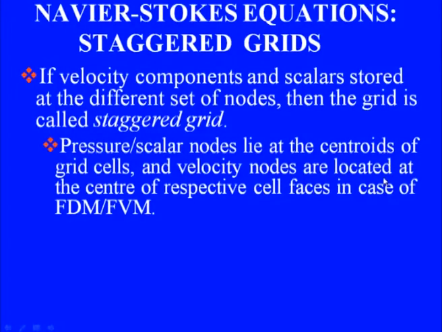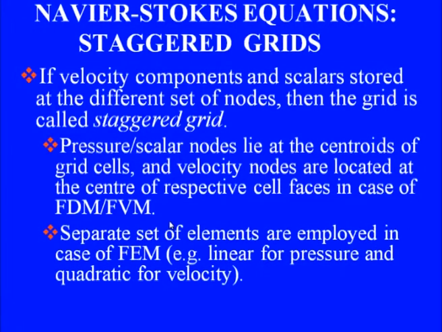In finite difference or finite volume simulations, what we would normally choose is that the pressure or the scalar nodes would lie at the centroids of the grid cells, and velocity nodes are located at the center of respective cell faces in the case of finite difference or finite volume method. And in the case of finite element, we will have to use separate sets of elements. For instance, we will use linear elements for pressure and quadratic elements for velocity.